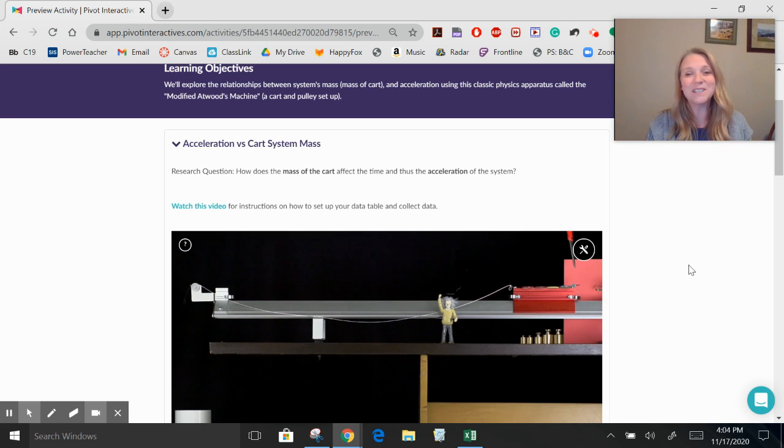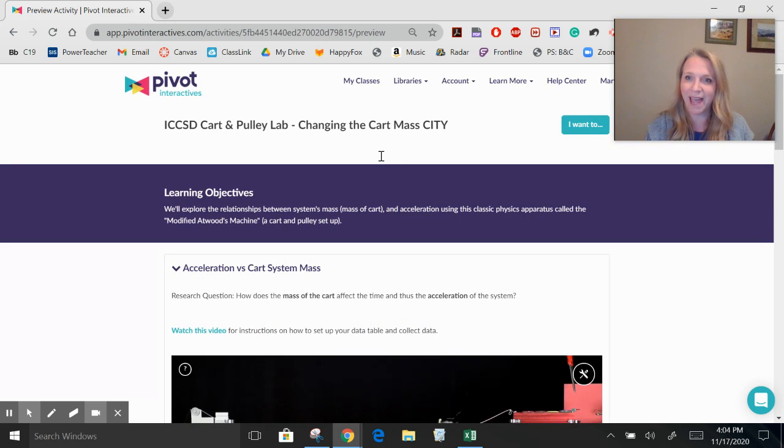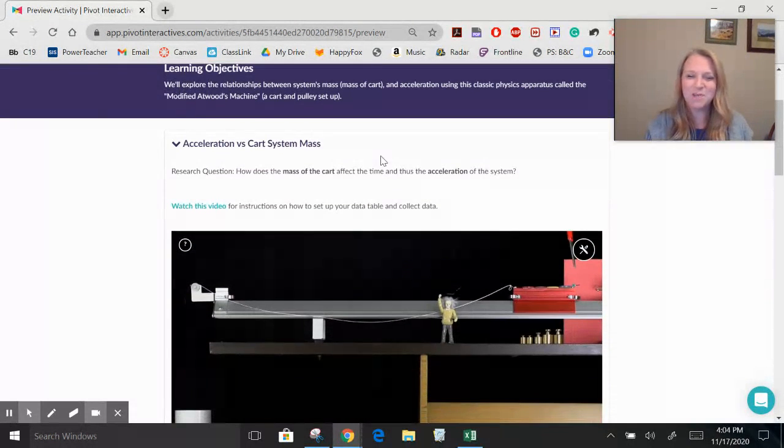Hey physicists, so today we are going to look at this cart and pulley lab. It is also called a modified Atwood machine, but we're going to use this to really look at Newton's second law of motion. Okay, so today you can see that the research question is, how does the mass of a cart affect the time and thus the acceleration of the system?